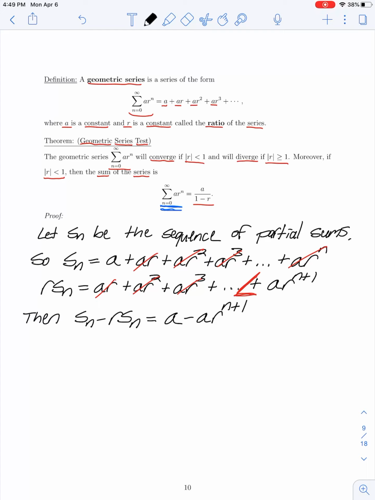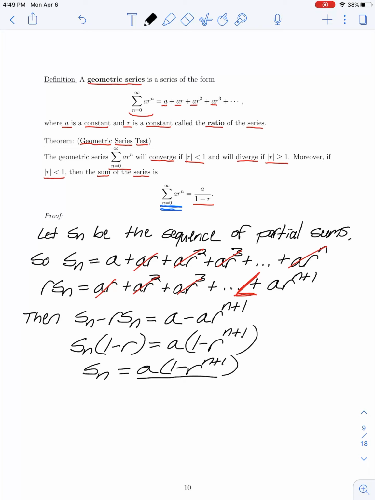On the left-hand side of our equation, we can factor out the nth partial sum, and we're left with S_n times 1 minus r, which is equal to, on the right-hand side, a factor of a times 1 minus r to the n plus 1. So solving for the nth partial sum, S_n, we have a times 1 minus r to the n plus 1, all over 1 minus r, or we could rewrite this as a over 1 minus r times 1 minus r to the n plus 1.